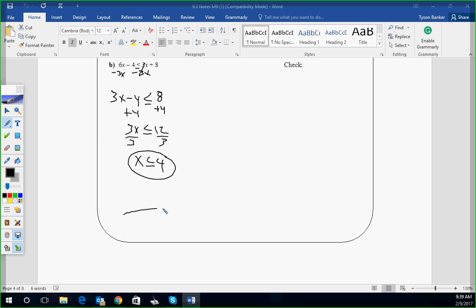So if I draw that number line, solid dot, less than or equal to. Something smaller than 4, always try 0 if you can, in my opinion. It's the easiest number to try. So 6 times 0 minus 4, less than 3 times 0 plus 8. So essentially, it's going to be gone, gone, negative 4 less than 8, correct. Negative 4 is less than 8.